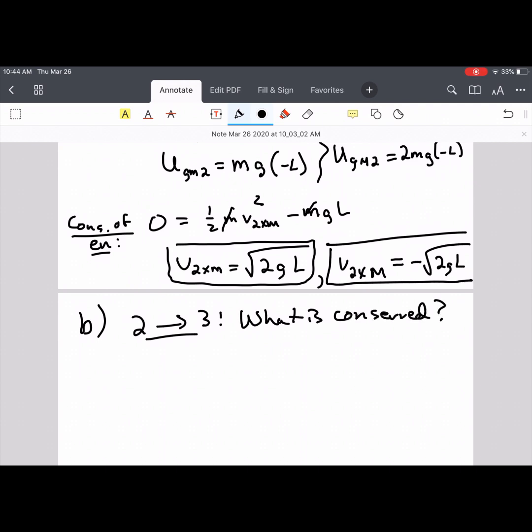All right, so mentally record an answer. Is energy conserved? Is momentum conserved? Both or neither?